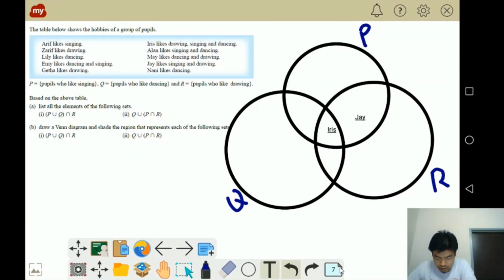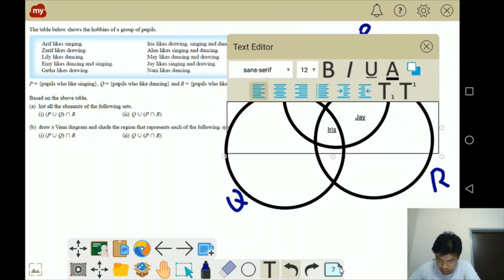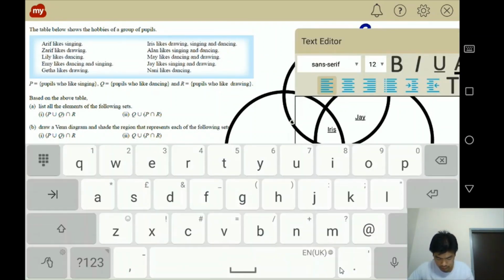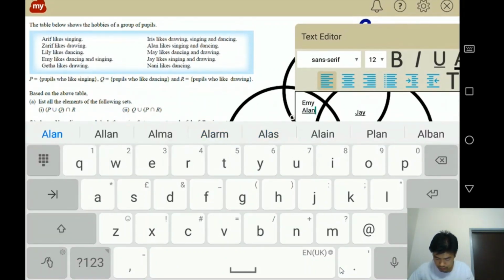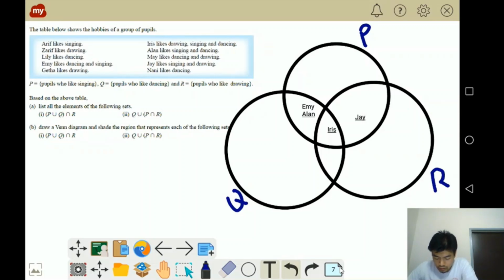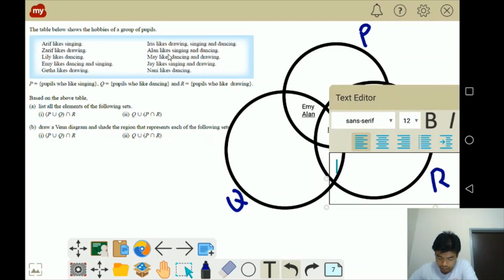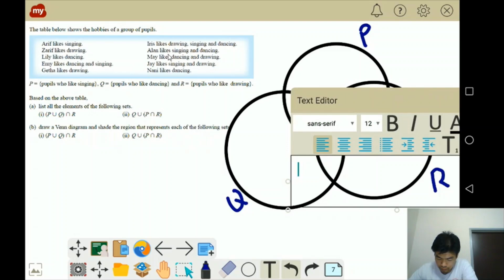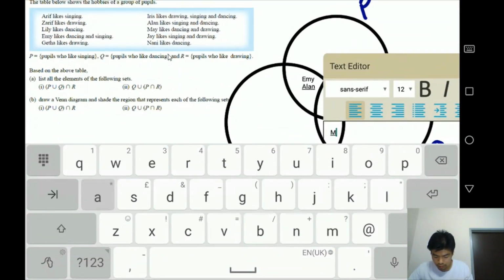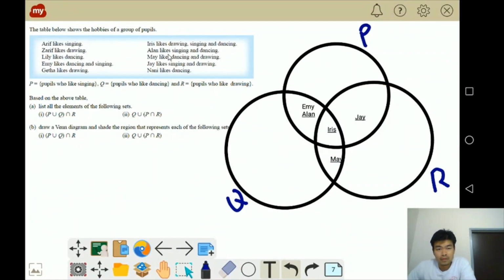So P and Q, the intersection of P and Q. The name of the pupils who like singing and dancing: Amy and Ellen. There are two pupils who like singing and dancing, Amy and Ellen, right? Now the intersection for Q and R, pupils who like dancing and drawing. What is the name of the people who like dancing and drawing? Only one pupil, May, M-A-Y. Now we can fill in the outer ring already.